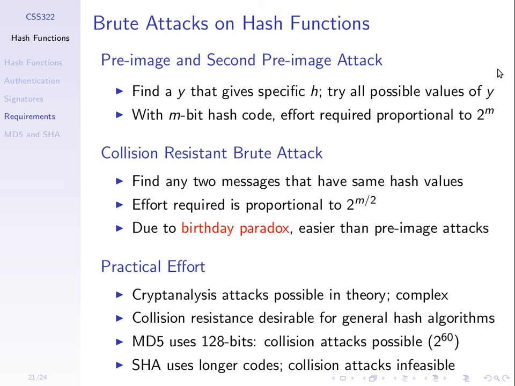So if we want to defeat these brute force attacks, we need a hash value long enough. MD5 uses 128 bits. That becomes here 2 to the power of 64. And to do 2 to the power of 64 operations is possible. So a brute force attack on strong collision resistance property is possible against MD5. And in fact, people have come up with even better attacks that bring it down to about 2 to the power of 60, 16 times faster than a brute force. So SHA, the secure hash algorithm, uses longer codes, more bits, and it makes the collision attacks not possible.